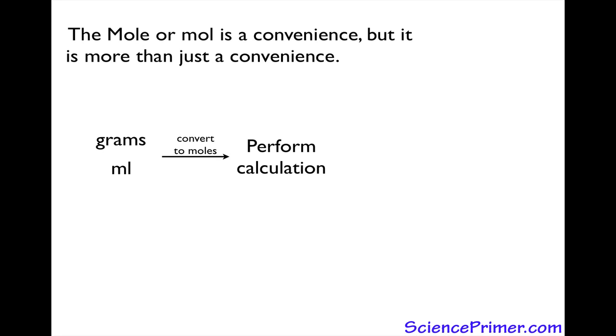And then once we have our answer in moles, typically we want to go back out to our target unit that has more meaning to us. In this case, we went back out to liters. And this is a very common workflow when performing calculations in chemistry. We go from units we can measure through the mole back out to units we can measure.